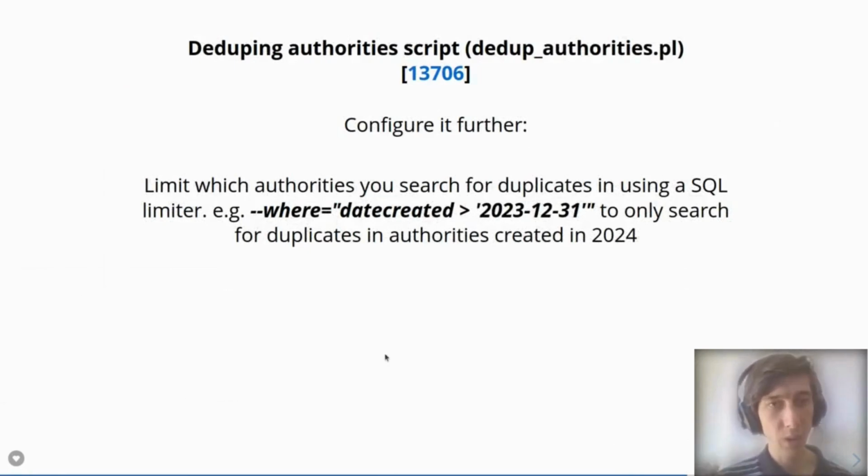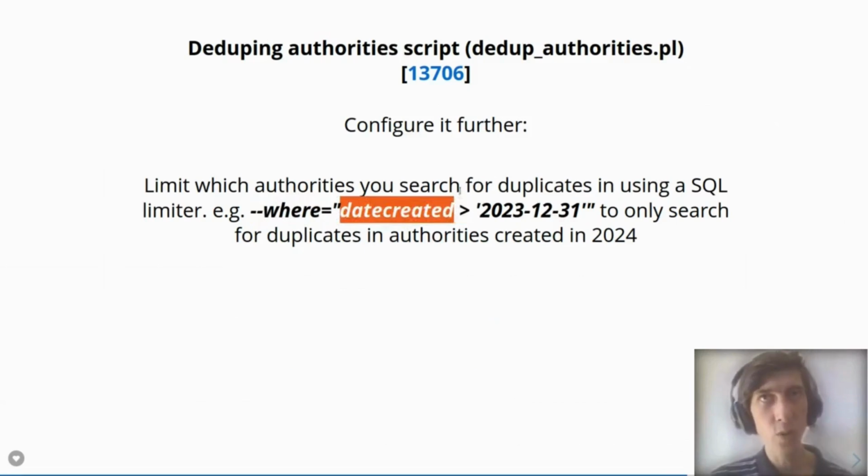If you ask your Koha support vendor to pass this rule while they schedule the cron job, you've got a where rule. So we're saying where the date created of the authority record is after, in this case, the 31st of December 2023. With this rule added onto our cron job by the Koha support vendor, the script will only search for duplicates for authorities created in 2024.